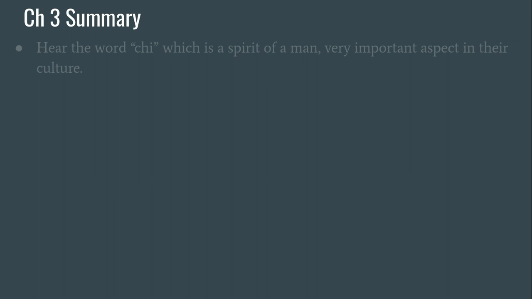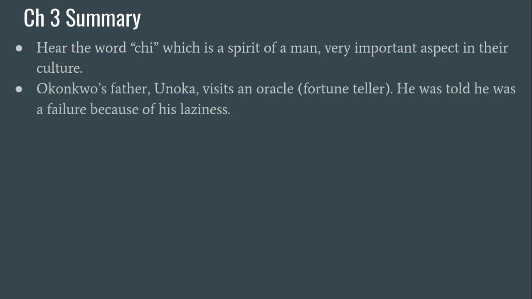Chapter 3, you begin to hear the word chi a lot, and I just wanted to mention that's kind of like a spirit of a man, and it was a really important aspect within their culture. We have a lot of gods and spirits and those types of things, and just like within Antigone, you don't want to tick off or anger those gods or those spirits, because bad things can come to your household or to the whole village or the tribe. So you're going to see a lot of that, which we're used to. It sounds familiar, just a different time period and a different culture.